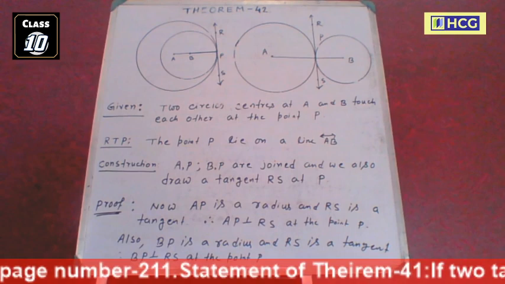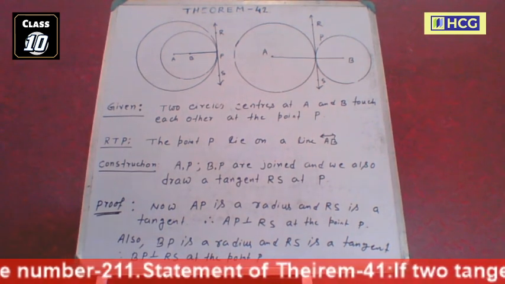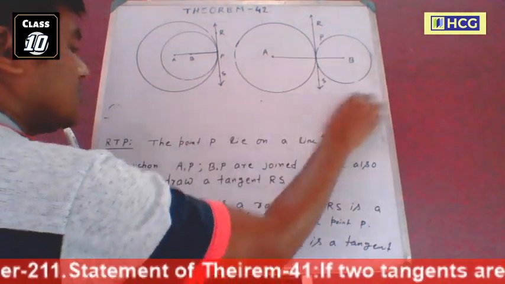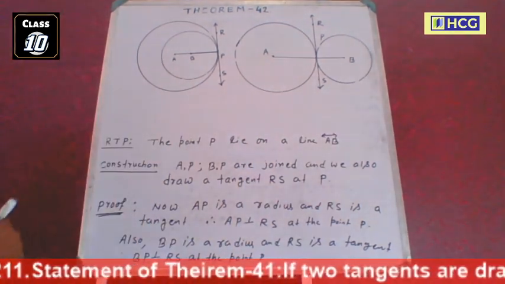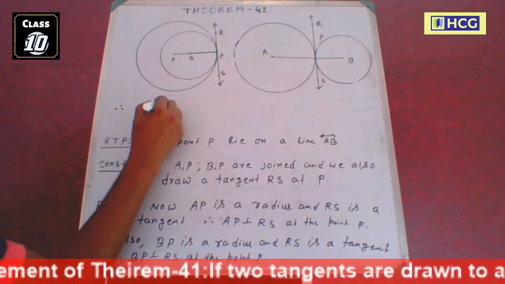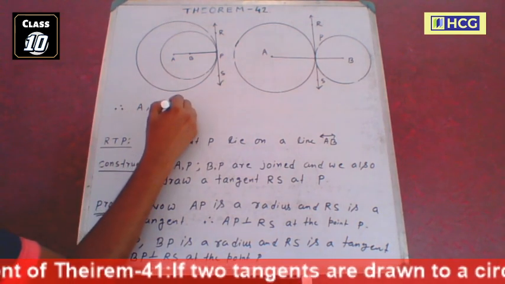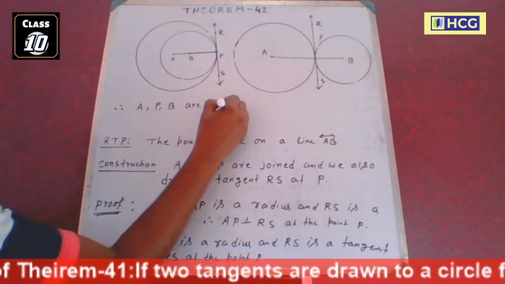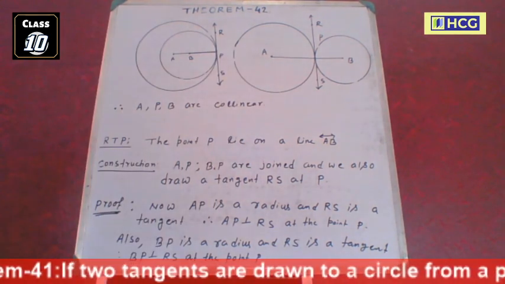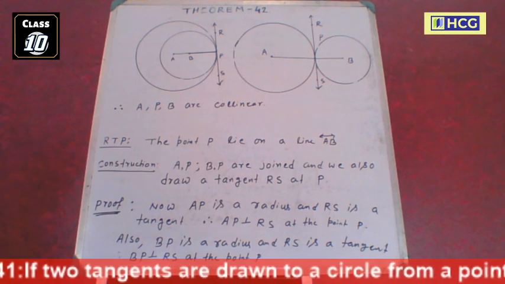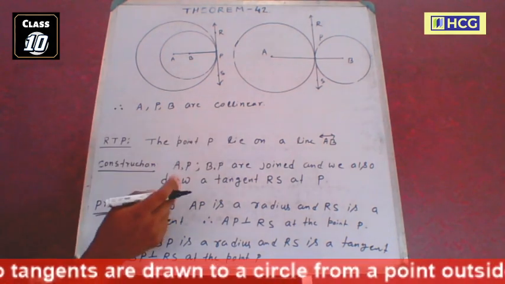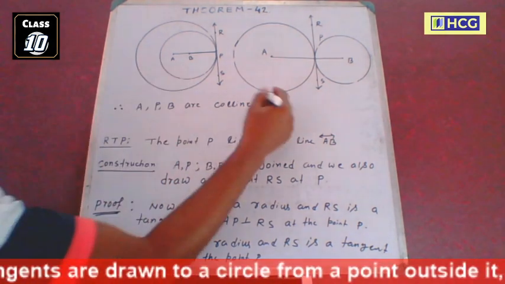So therefore A, P, B are collinear. Therefore, the point P lies on the line segment AB. This is the proof.